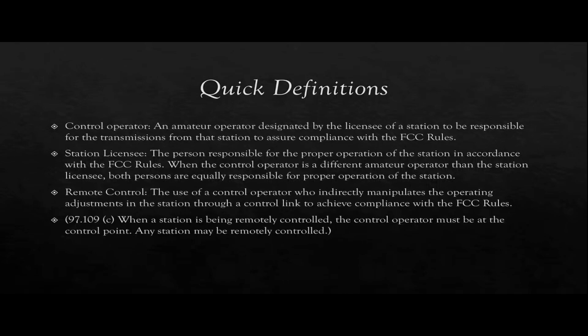A control operator is an amateur radio operator designated by the licensee of a station to be responsible for the transmissions from that station to assure compliance with the FCC rules. So this is the person actually running the radio. Not necessarily the owner or anything like that, just anybody running the radio, okay? A station licensee is defined as the person responsible for the proper operations of the station in accordance with the FCC rules. When the control operator is a different amateur operator than the station licensee, both persons are equally responsible for proper operation of the station.